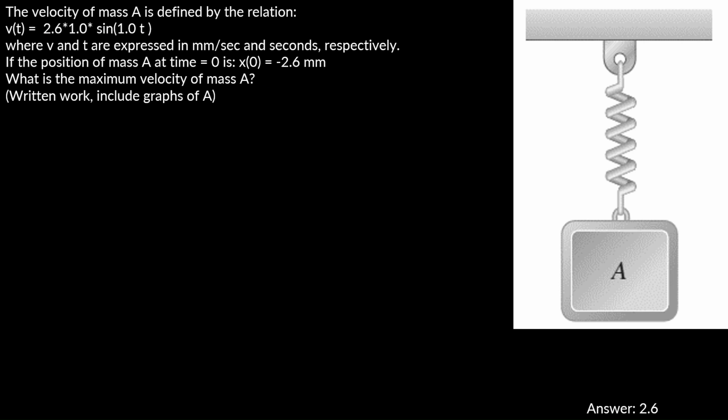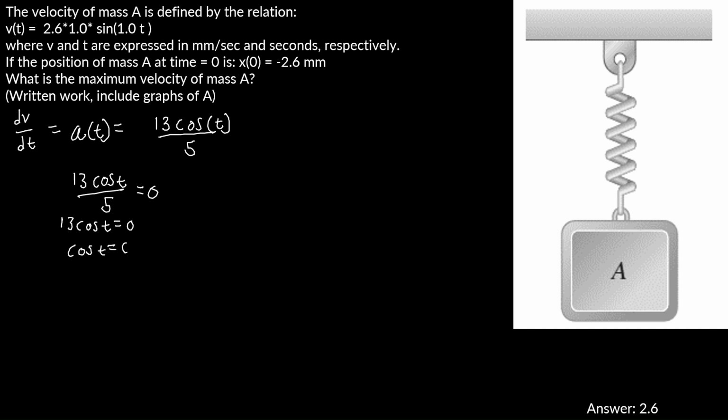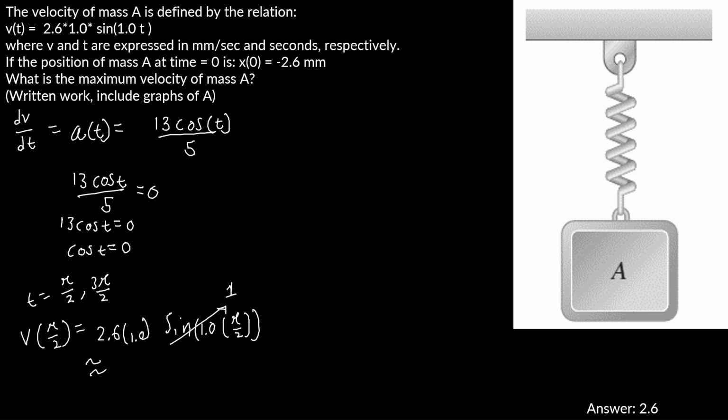To find the maximum velocity, we'll set the acceleration equal to 0 and plug that time into the velocity equation. We'll start by taking the derivative of the velocity equation. That gives us the acceleration equation is 13 cosine t over 5. Setting this equal to 0, we get t values pi over 2 and 3 pi over 2. Evaluating the velocity function at pi over 2, we get an approximation of 2.6.